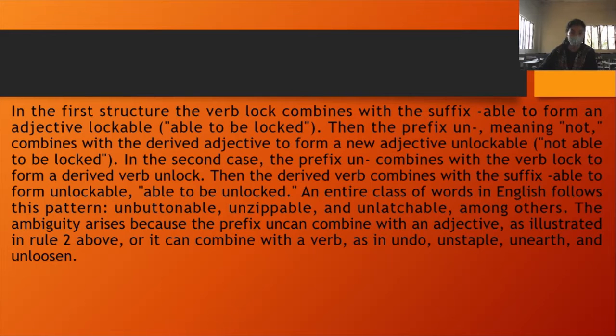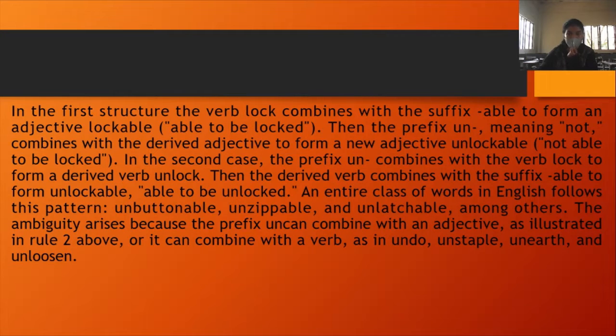In the first structure, the verb lock combines with the suffix able to form an adjective, lockable, able to be locked. Then the prefix un, meaning not, combines with the derived adjective to form a new adjective, unlockable, not able to be locked. In the second case, the prefix un combines with the verb lock to form a derived verb, unlock. Then the derived verb combines with the suffix able to form unlockable, able to be unlocked.